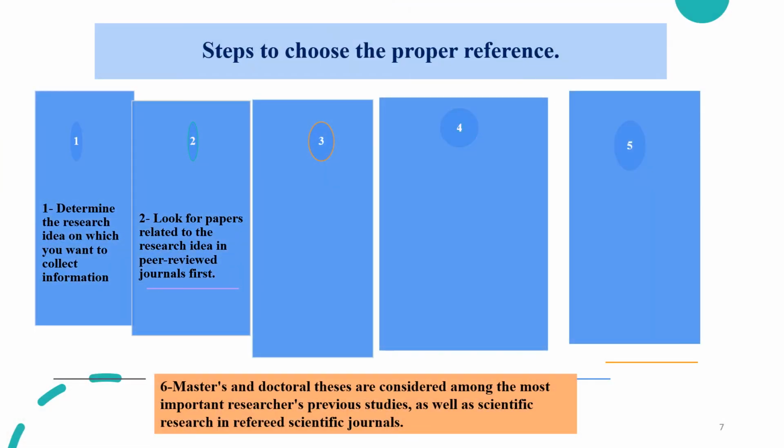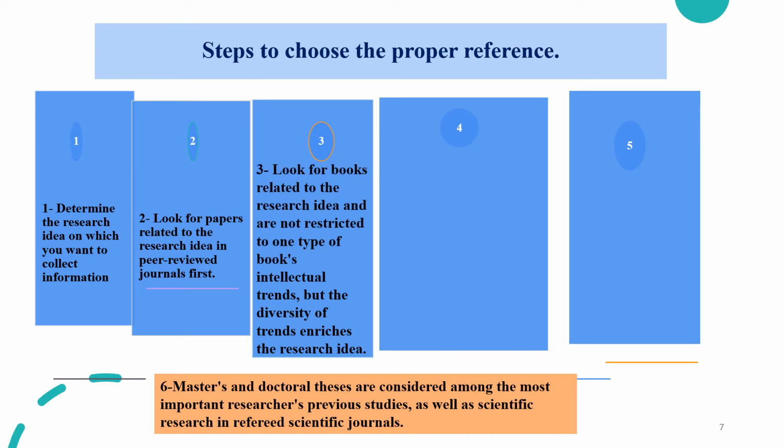Actually, there are many steps to choose the proper reference. Number one is to determine the research idea on which you want to collect information. First of all, put your hand on the research idea, so that you can collect the proper information from many references to serve this idea.